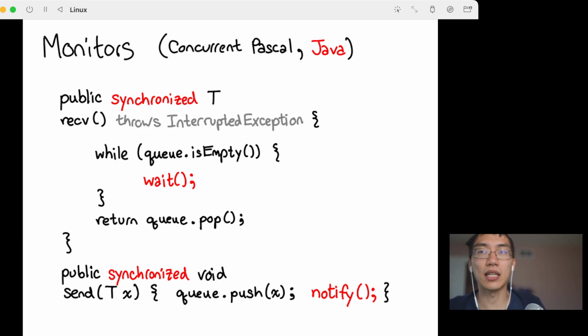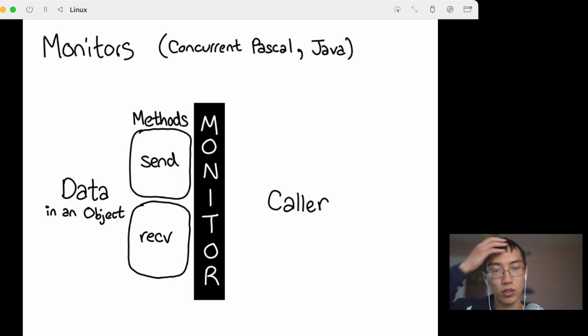So at a high level, this makes sense. Let's dig into a little more detail about how the semantics for monitors work. So the model for monitors is the same good old idea with object-oriented programming, right? Which is that our objects are the idea of encapsulation.